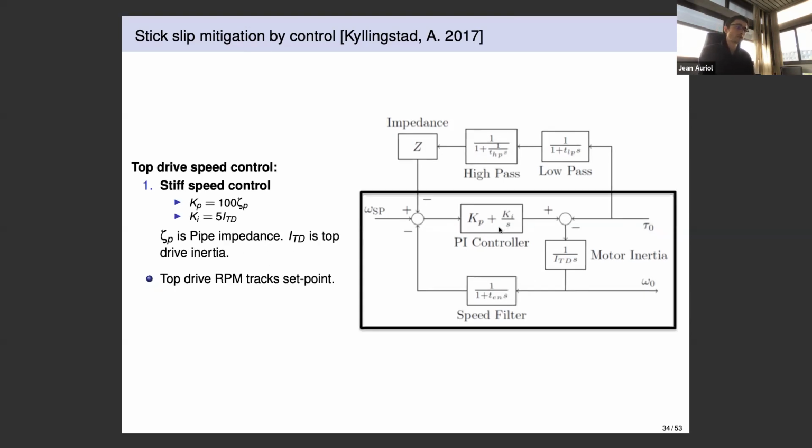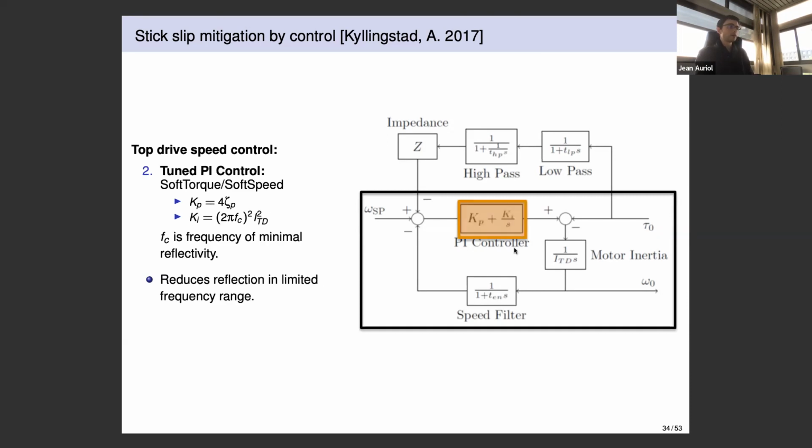So the first part corresponds to the stiff speed control law. Basically, it's a kind of PI control law where you have some gains, Kp and Ki, that are used so that the top drive RPM tracks the set points. So it's a basic control law, based on classical PI controllers that are used in the industry. Then you have the soft torque, soft speed, the two products soft torque and Shell soft torque. For this solution, the objective is to reduce the reflection coefficient at the top drive in a certain frequency range.